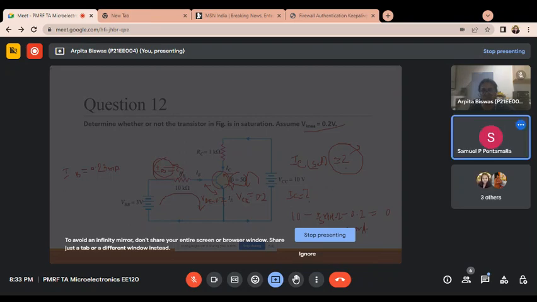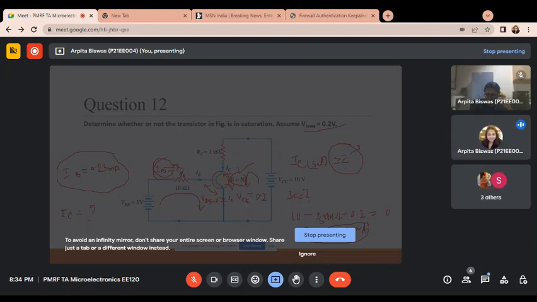So 0.23 milliamps is the base current, and this is the saturation current. From there, and the beta is also given, calculate the IC. IC is 11.5 milliamps. Samuel, please calculate how to get the IC from IB. If we get the IC value, then we can determine the VCE, and it is coming as minus 1.5 volts, the collector to emitter voltage.